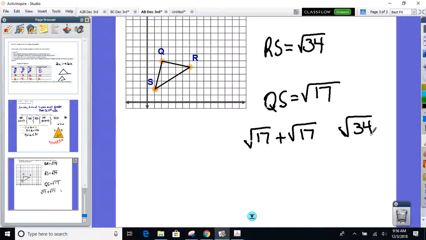I don't know yet. I have to compare them right now. That's why I just said I'm going to compare them. Are they equal, greater than, less than? That's what I'm trying to figure out. Using my calculator, everyone go ahead, radical 17 plus radical 17. See that number right there? Now put in square root of 34 and compare those two numbers. You will see that they are far from equal.